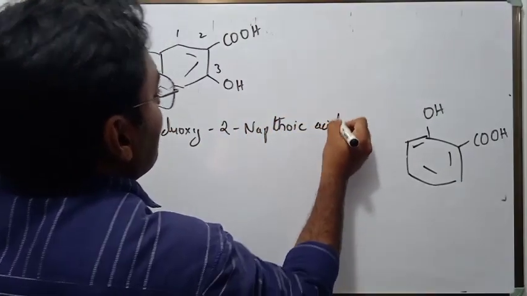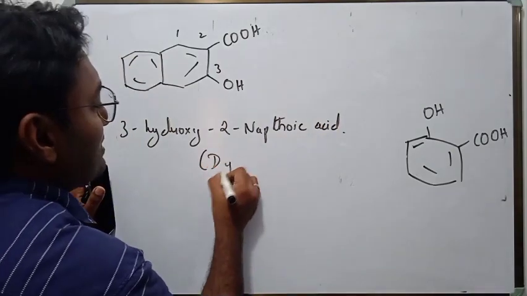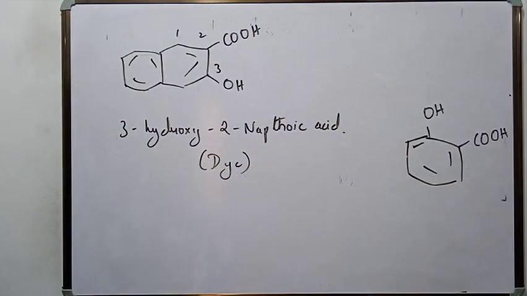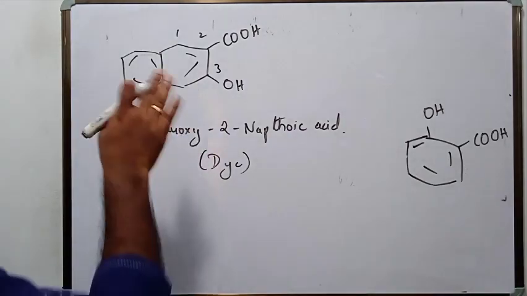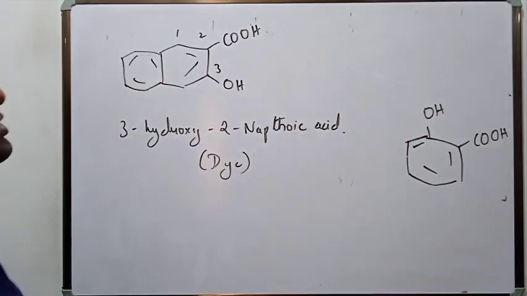So it is used as a dye. It is a very important dye which is used in textile industries. So this dye you can prepare through Kolbe-Schmidt reaction.